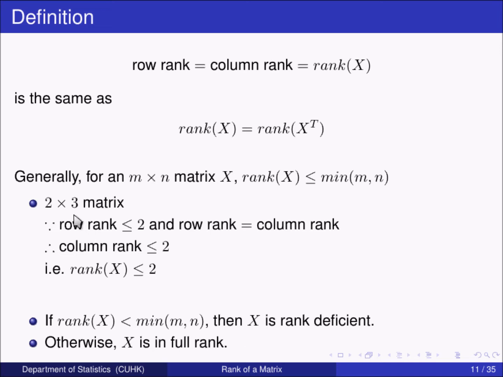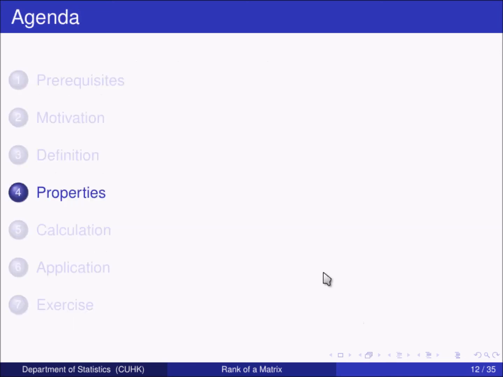vectors. Since we can only span 2-dimensionally with only 2 row vectors, the row rank is at most 2. By the equivalence of row rank and column rank, the column rank and the rank of the matrix is at most 2 also. If rank of X is strictly less than the minimum of m and n, the matrix is rank deficient, otherwise it is in full rank. Next, we will talk about some properties of the rank of a matrix.